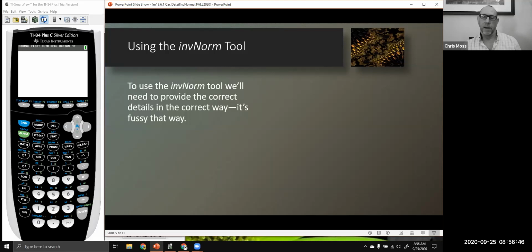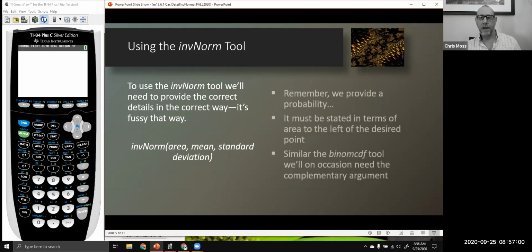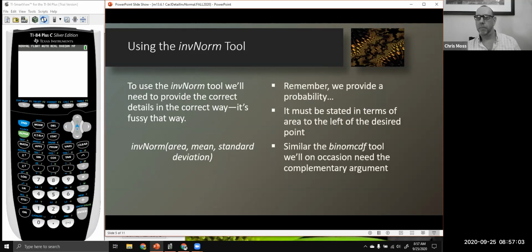First, we're going to need to ask it in the correct way. Syntax is very important here. The inverse norm tool takes area first, then it will need the mean, and then the standard deviation. So I'll need to have you remember that we'll need to provide a probability here. And it's got to be stated in terms of area to the left of that desired value or point. And because of that, similar to the binomial CDF tool that we looked at in chapter 5, we will on occasion need the complementary argument to close the deal.